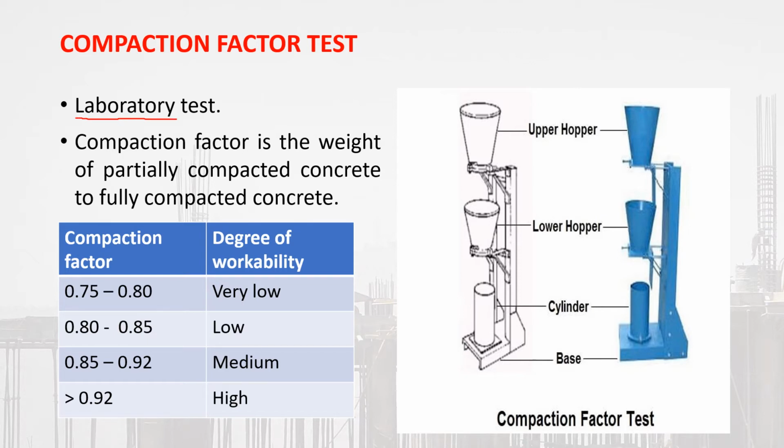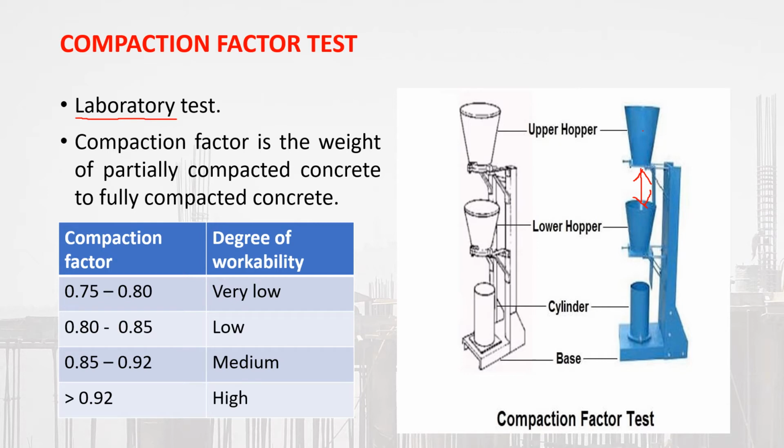The apparatus of the compaction factor test is shown in this figure. It consists of an upper hopper, a lower hopper, and a cylinder. The distance between the upper hopper, lower hopper, and cylinder is 200 mm or 20 centimeters. Compaction factor is defined as the ratio of the weight of partially compacted concrete to the fully compacted concrete.